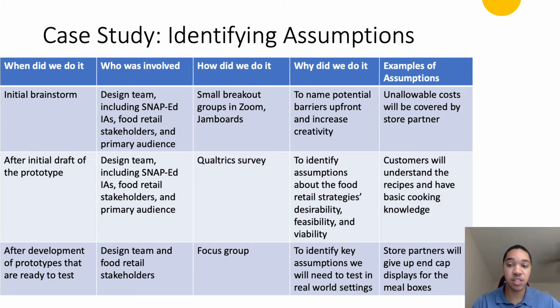After we developed the initial prototype of the food retail interventions, we identified assumptions we were making about the desirability, feasibility, and viability of the prototypes. These helped us refine the final recommendations and identify assumptions that may need to be tested in real-world settings. After developing the prototype to test, we continued to meet with key stakeholders to identify assumptions about how these interventions would work in the grocery store environment.